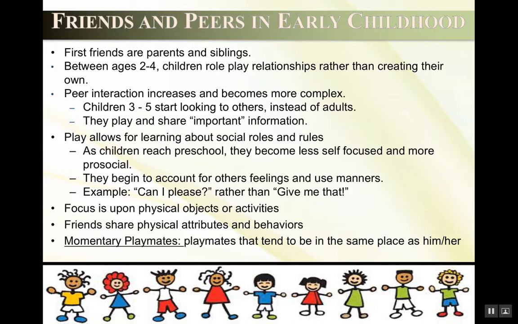So it does focus upon physical objects and activities at the beginning, and friends do share physical attributes and behaviors. Now, there are times where boys will play with girls and girls will play with boys, but typically they'll group by gender and people that are like them. And then they also have what are known as momentary playmates. These are playmates that tend to be in the same place as him or her. So they may play with somebody at the park and say, this is my best friend, and then they may never see them again. Or at the doctor's office, they'll find playmates in that moment.